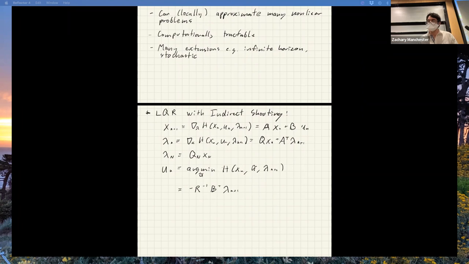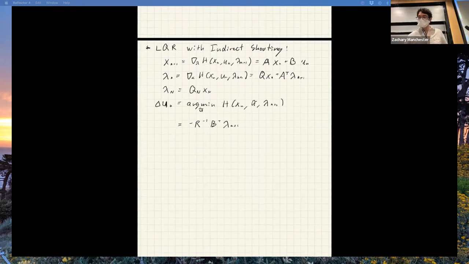Questions about this? And it turns out actually we're doing gradient descent here. In the algorithm, this is actually delta U, I should say, the incremental delta U. This is really the gradient with respect to U that we're going to use as our method for improving things. Okay, so that's the plugging everything in for the direct shooting stuff.